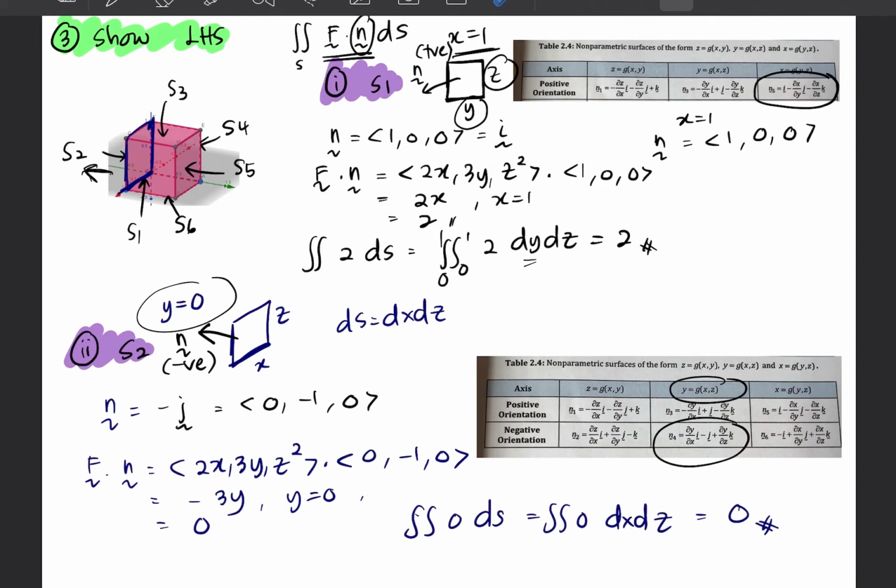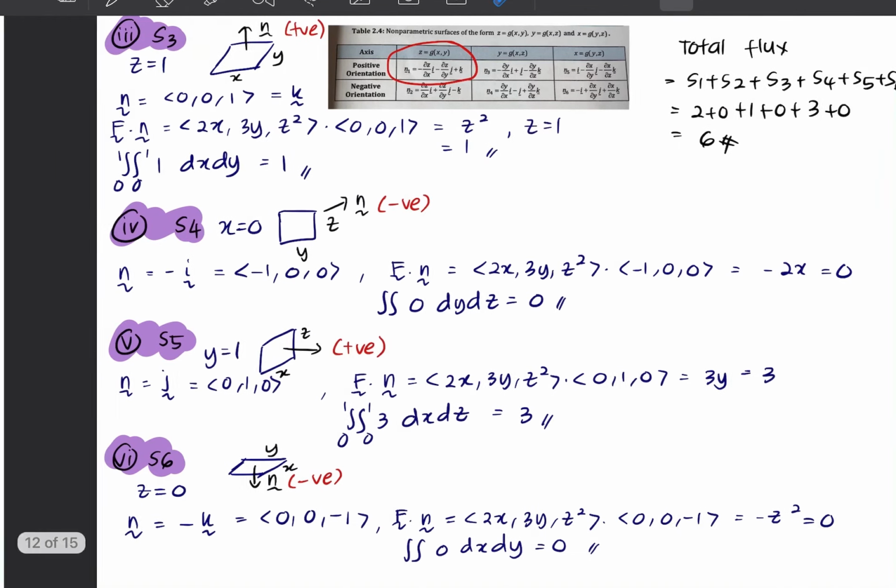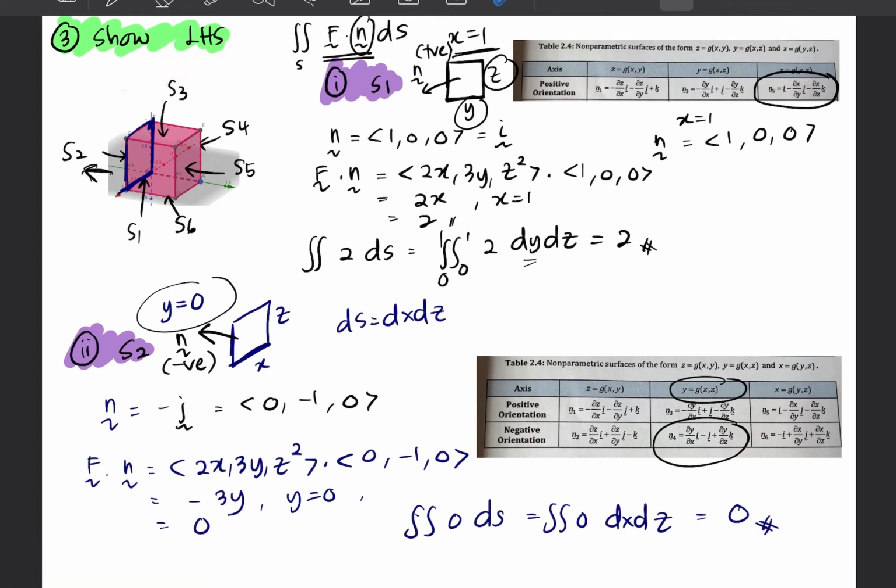Okay, so this step applies for the other surfaces: surface 3, S3, on top, surface 4 at the back, surface 5 here, and also surface number 6 at the bottom. Then you will get this answer. After that, you calculate the total flux. The total flux of all the surfaces, you will get 6. This is for the left hand side, where we want to calculate the surface integral.